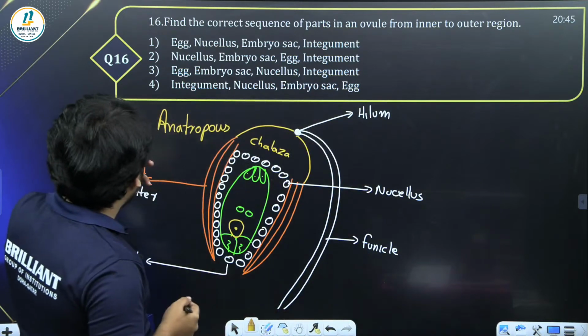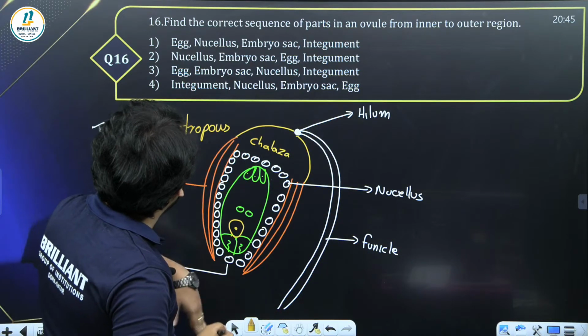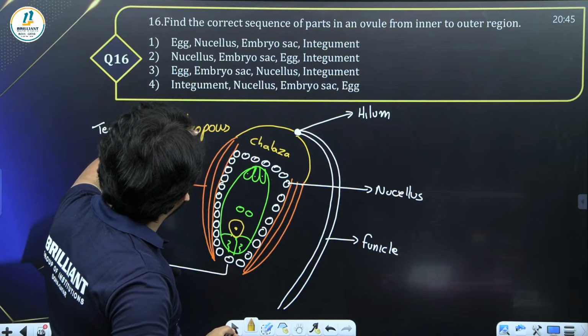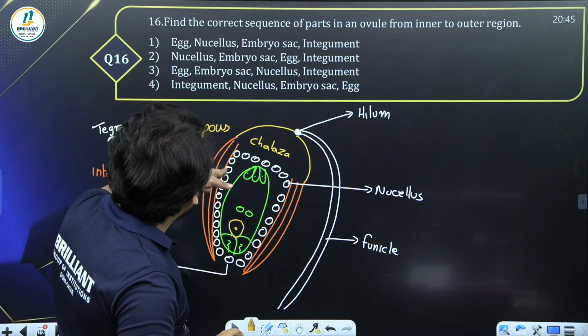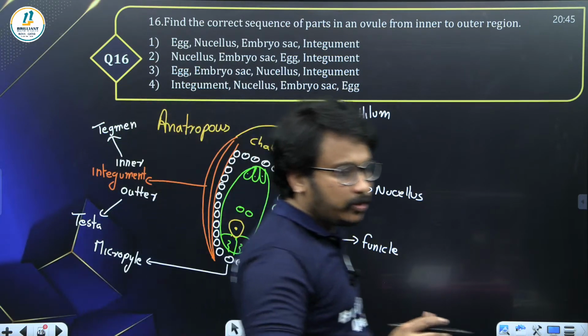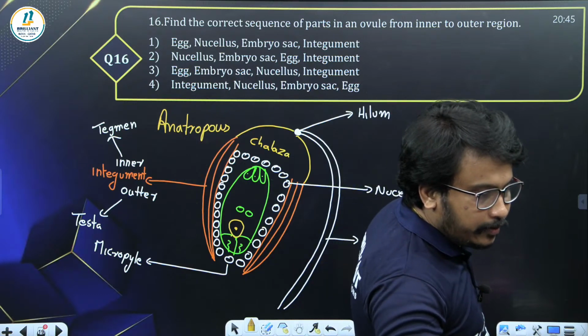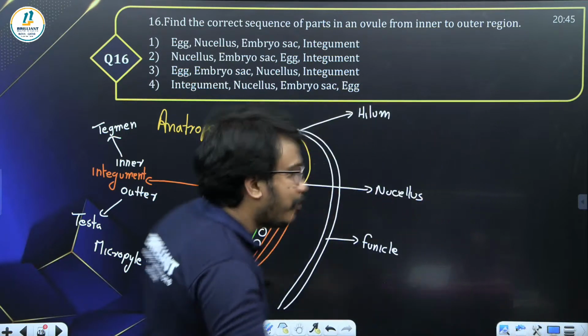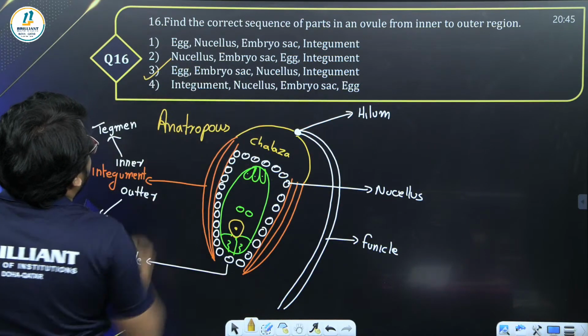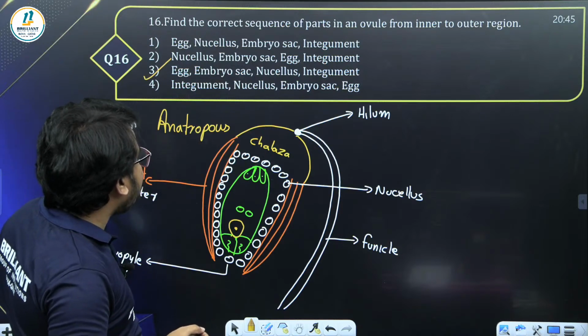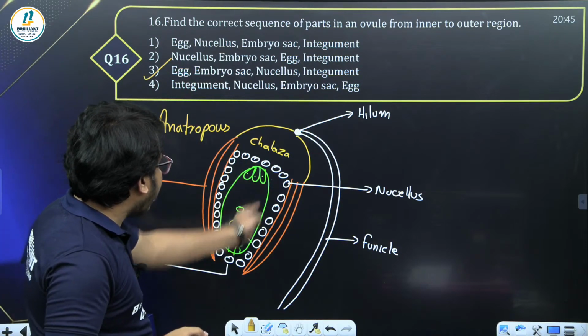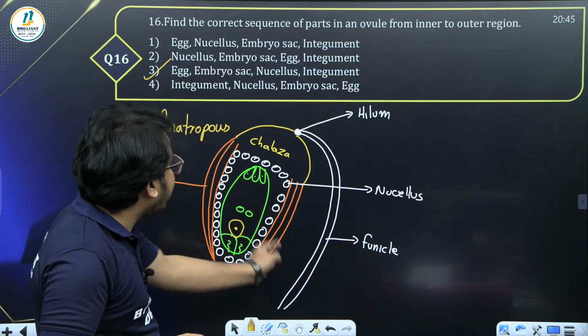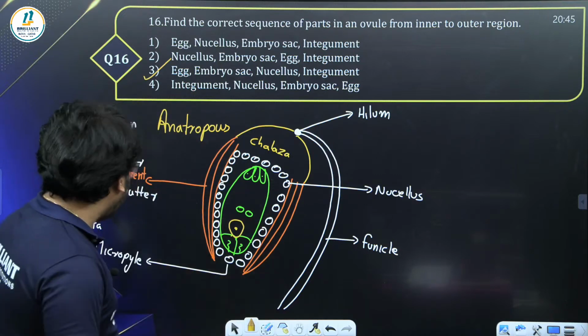So here, inside to outside: egg, embryo sac, nucellus, integument. So which option is present from inside to outside? Okay, already it is commented. It is egg, embryo sac, nucellus and integument. Egg, embryo sac, nucellus, integument. That is from inside to outside.